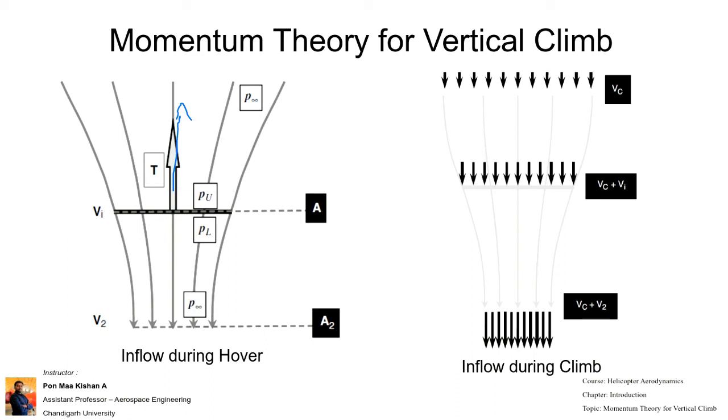Okay. So I will continue with the lecture. In the hovering condition, we have seen that the thrust force will be acting upward and the inflow will be acting downward. You can see this in the left hand side image. In the upward inflow, we have considered that the velocity will be 0, and the velocity is induced at the rotor and the exit velocity will be V2.